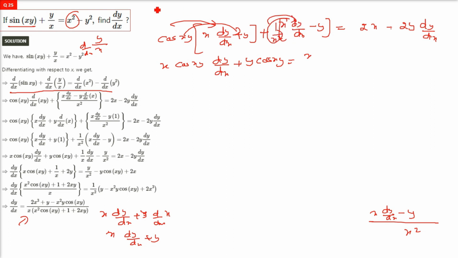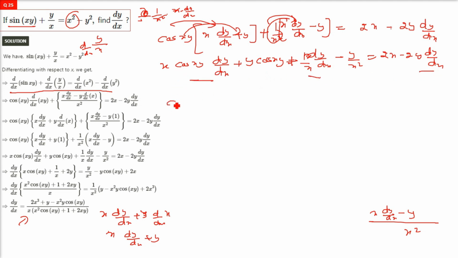When you multiply 1 by x square inside, it will be 1 by x square into x dy by dx. Okay, so x cancels, you will get plus dy by dx, 1 by x is there. Now minus 1 by x square into y, so minus y by x square. Right hand side 2x minus 2y dy by dx.